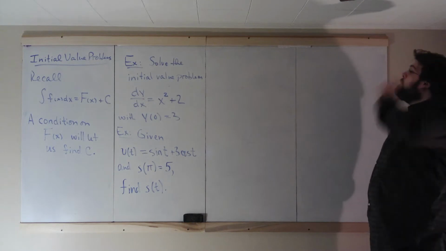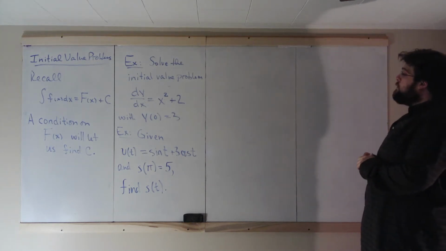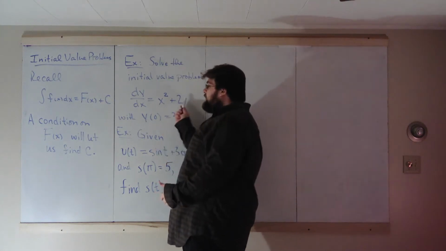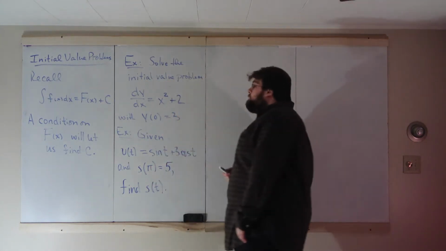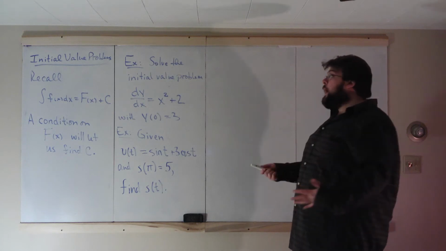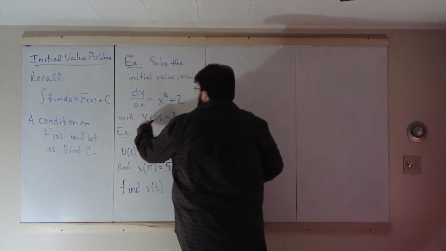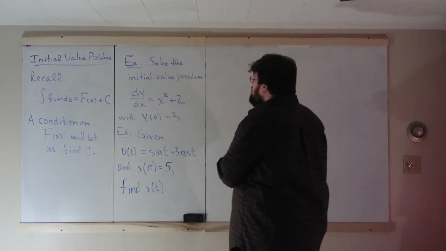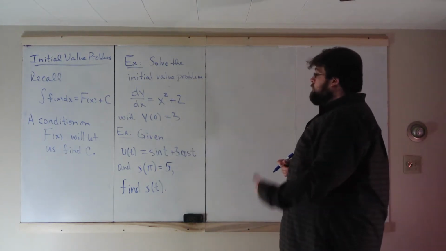So let's do two of them. First, solve the initial value problem. This is another notation for it. Given a derivative, find the actual function y, given this initial value problem. So dy/dx is x squared plus 2, y of 0 equals 3.